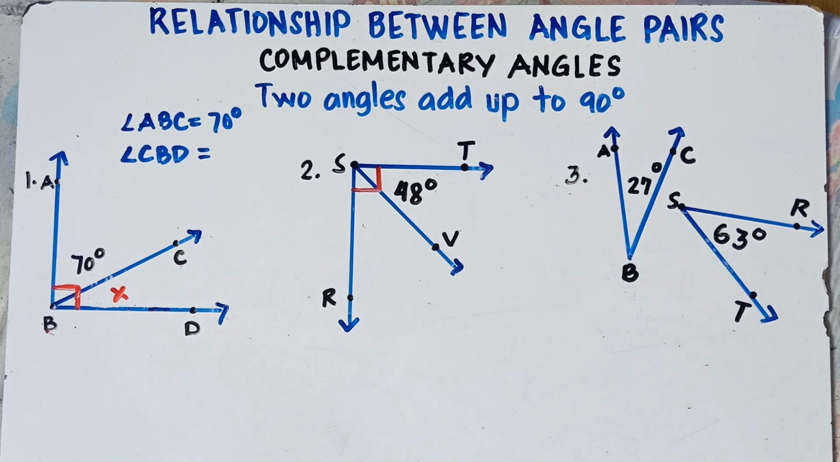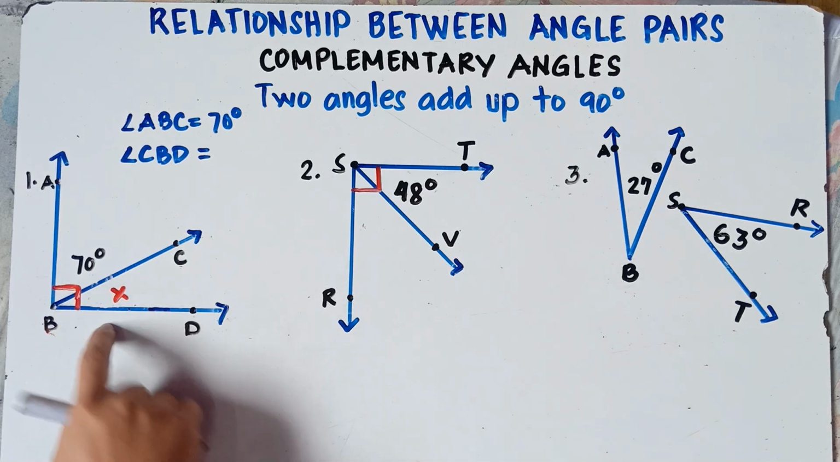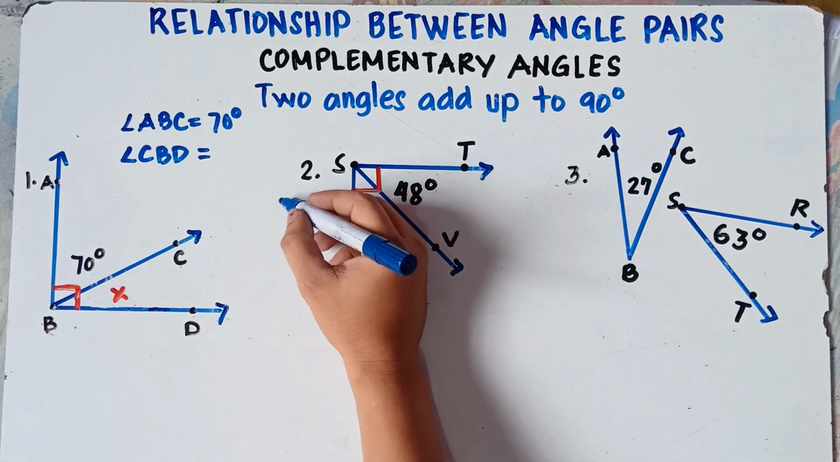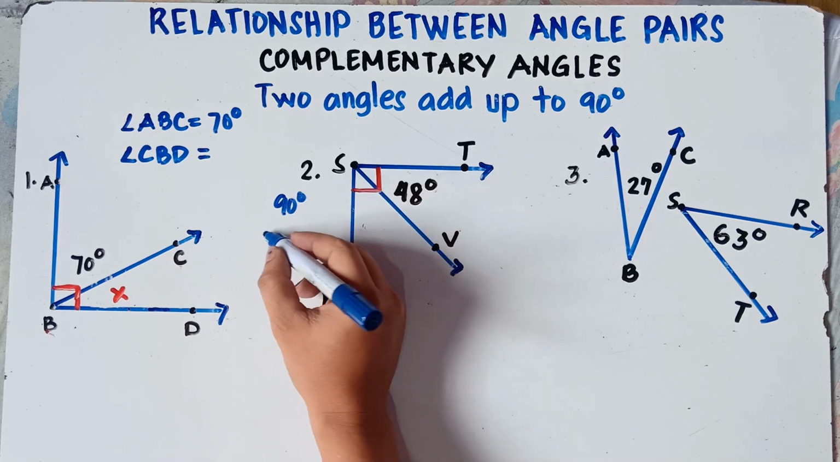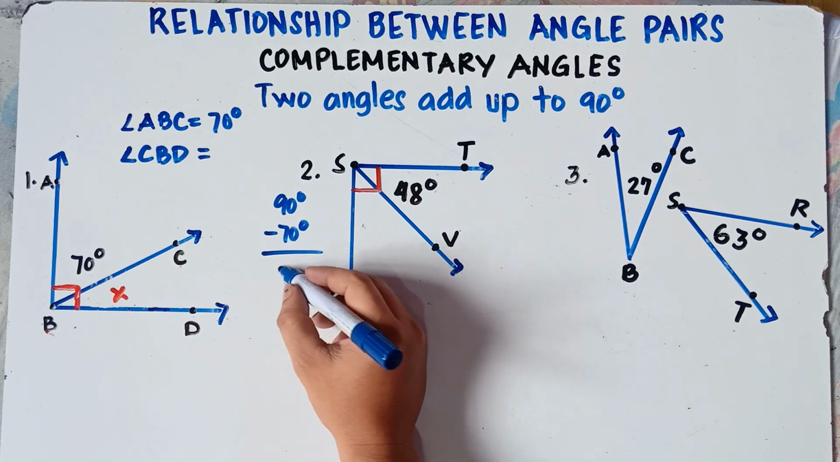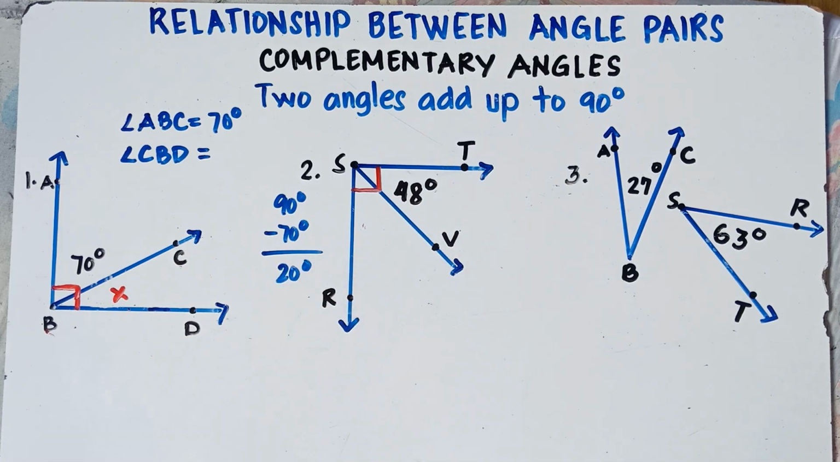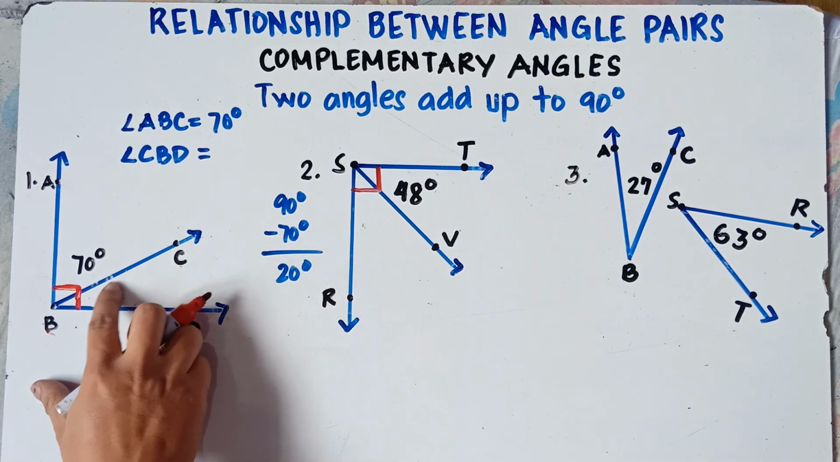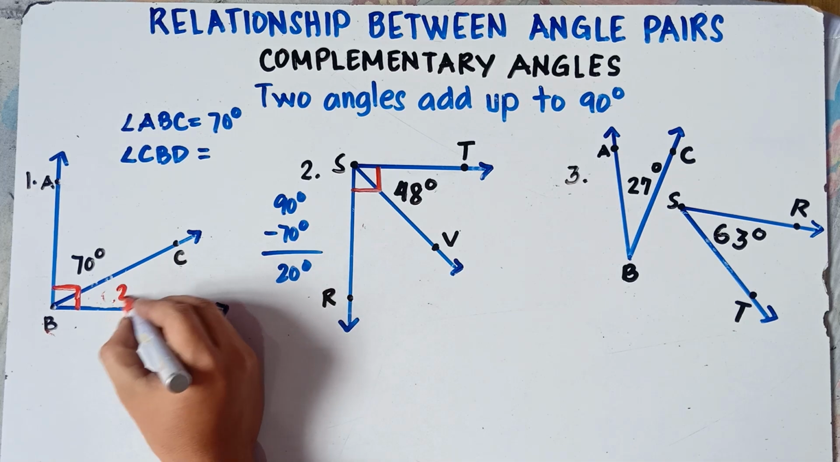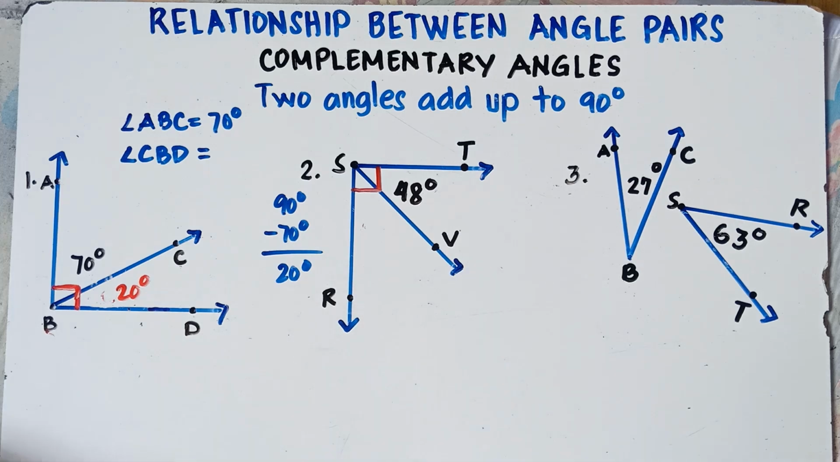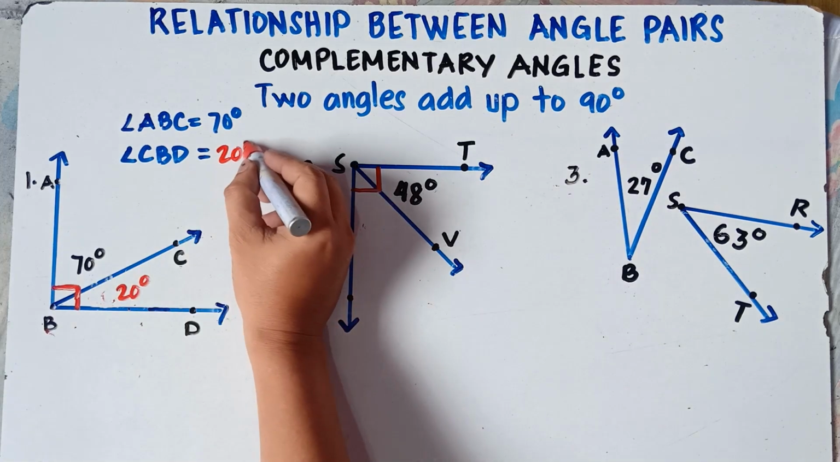So you can do the mental calculation if you are given an example like this. Or you can do it this way: you subtract 70 from 90. So 90 degrees minus 70 degrees. Of course, that would be 20 degrees, right? So therefore, this angle right here is 20 degrees, angle CBD. Because if you add this up, 70 plus 20, that's 90 degrees. Alright, so CBD is 20 degrees.